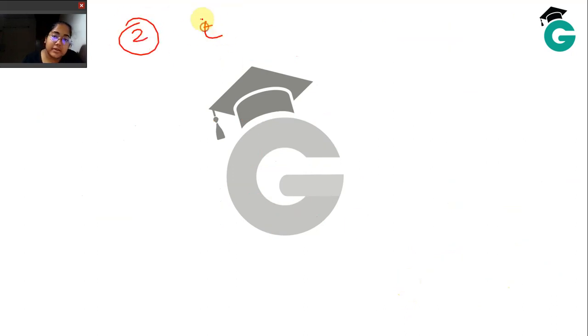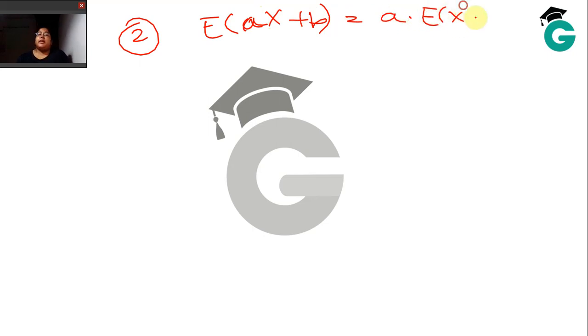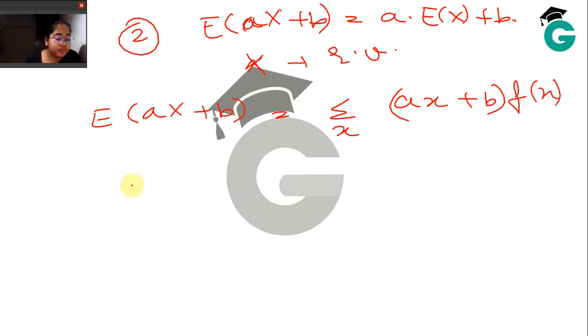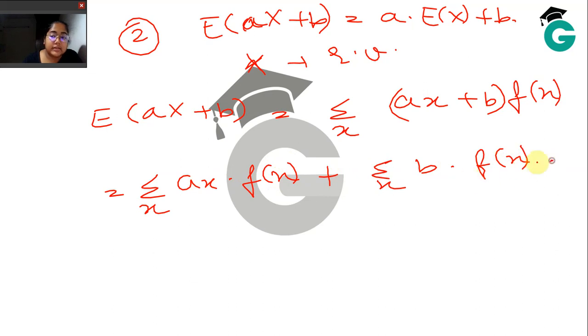The second is the expectation of ax plus b, which is equal to a into the expectation of x plus b, where x is a random variable. So the expectation of ax plus b is going to equal the summation over x of (ax plus b) times f of x. That is equal to the summation over x of ax into f of x, plus the summation over x of b into f of x. This is not an integral.